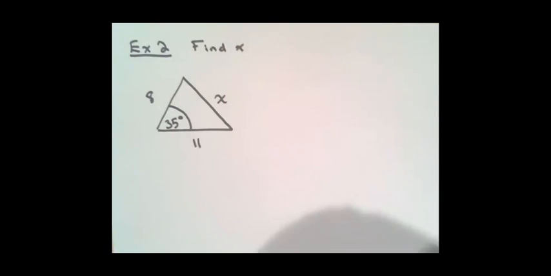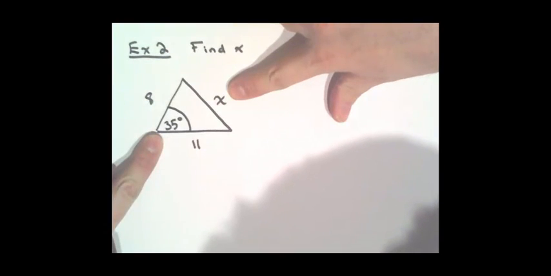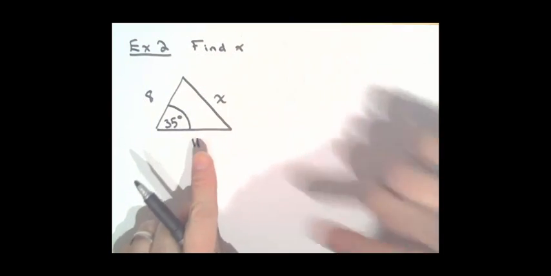All right, Rebels, example 2 has another question where we must use the cosine law. This is not a 90-degree triangle, and sine law will fail us. We have no corresponding pairs. We don't know x, and we only know 35. 8 has no angle, and 11 has no angle.